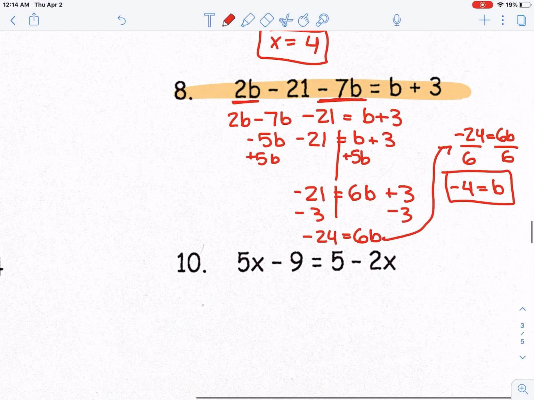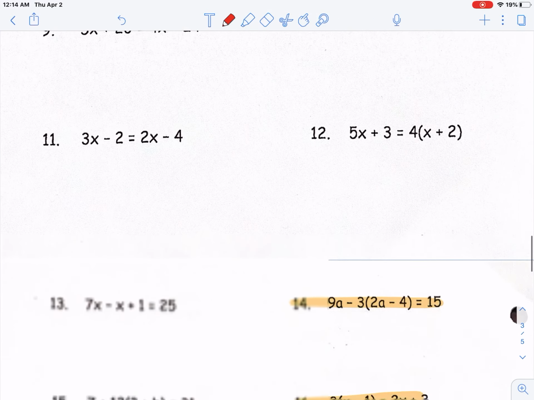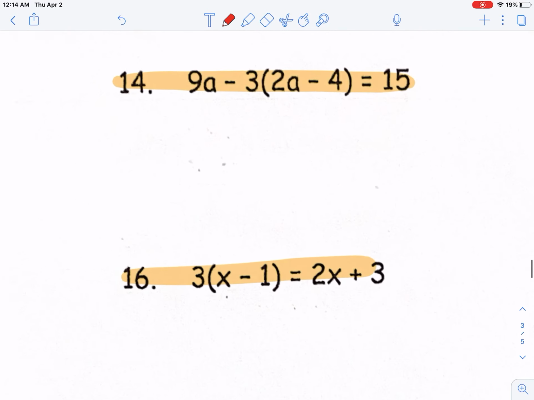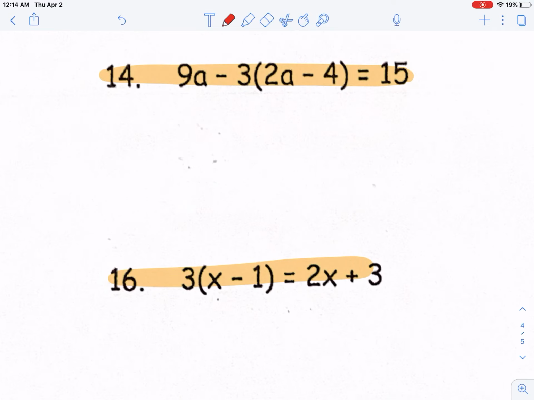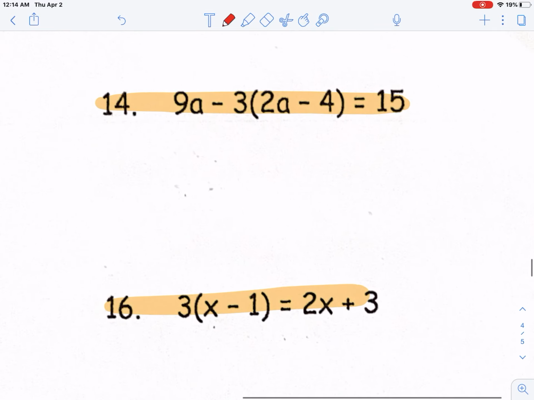Okay. All right. And one more question, or two more questions down here, 14 and 16. Again, here we have a number next to our parentheses, so we're going to do that distributive property again. But be careful, here we have a minus 3, so we have to do negative 3 times 2a. You have to be careful about that negative sign. So negative 3 times 2 is negative 6a.